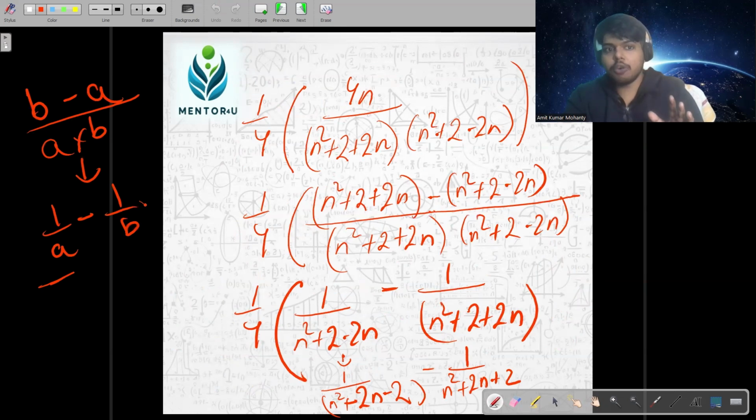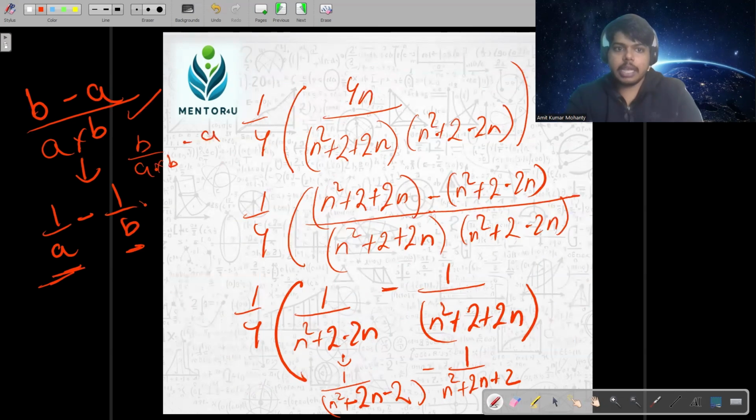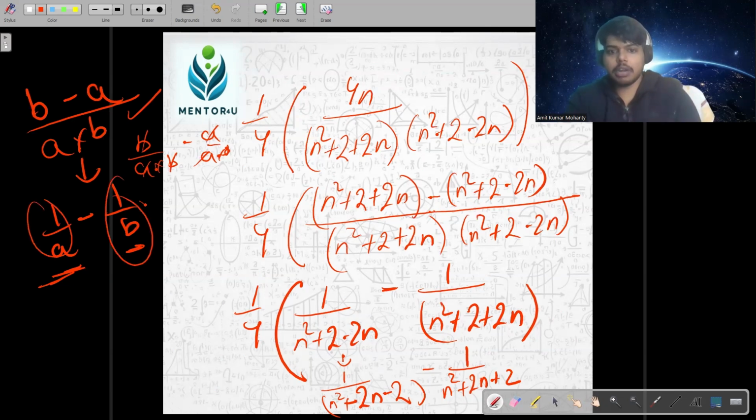Now, this particular 4n I have written in terms of the denominator, or you can say this is our situation: b minus a into b. If I solve it, it becomes 1 by a minus 1 by b, because it is b by a into b minus a by a into b. So a is getting cancelled, b and b getting cancelled. So 1 by a minus 1 by b. Clear? In that particular way, we have written this term, which is 1 by a minus 1 by b.